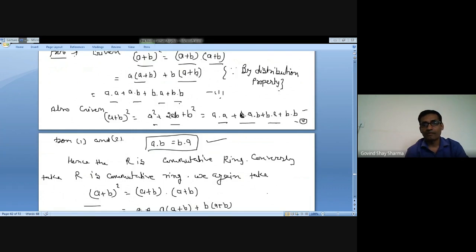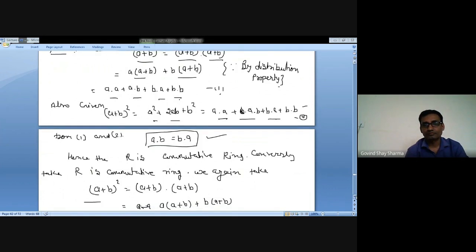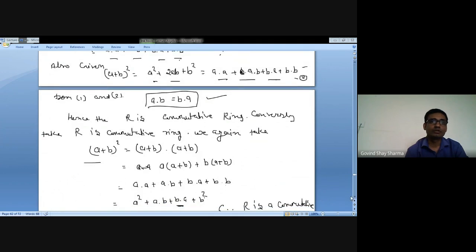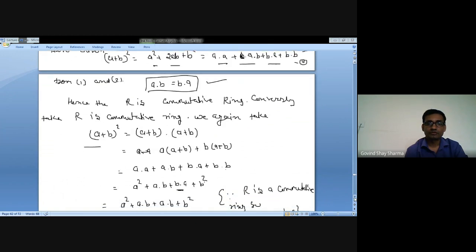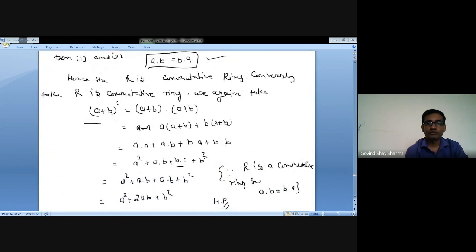Okay. Now conversely we assume that R is commutative ring. We take, okay. Now again (a plus b) whole square becomes (a plus b) dot (a plus b). Now by distribution property, a dot a plus a dot b plus b dot a plus b dot b. Now this is commutative ring, so b dot a we can write a dot b. So this will become a square plus 2ab plus b square.